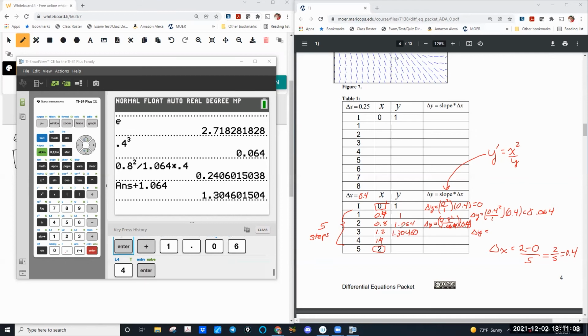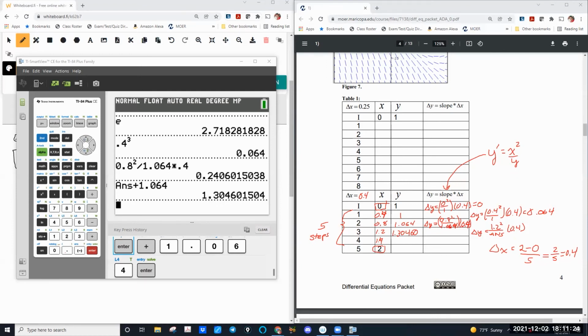Okay, so delta y is going to be x squared. X is easy, it's just the 1.2 squared over the old y. Well, I rounded that up. So in the calculator, I'm going to use answer so that I don't have to worry about rounding, right? What do I mean by that?